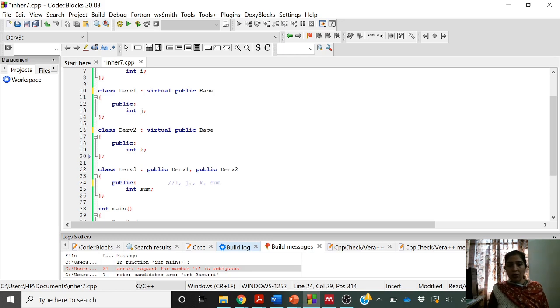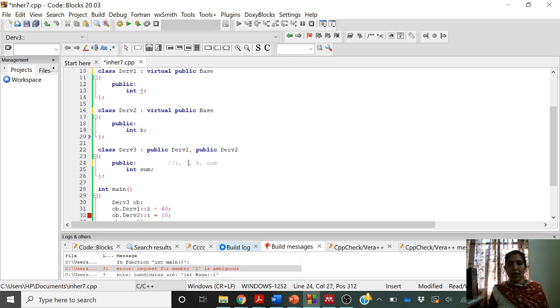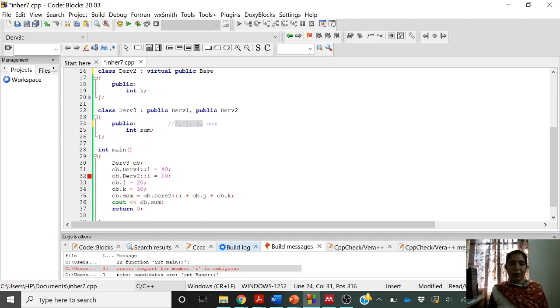Okay, so now what will happen when Derived3 inherits Derived1 and Derived2? Only one copy of the base class will exist. Okay, so because one copy of the base class exists, we do not have any ambiguity. So in the main function here we had ambiguity, therefore we used the scope resolution operator. But now there is no ambiguity, we do not need the scope resolution operator, we can directly use ob.i. Here ob.i is referring to the single copy of I which exists in the Derived3 class. Okay, and here also we can use ob.i.